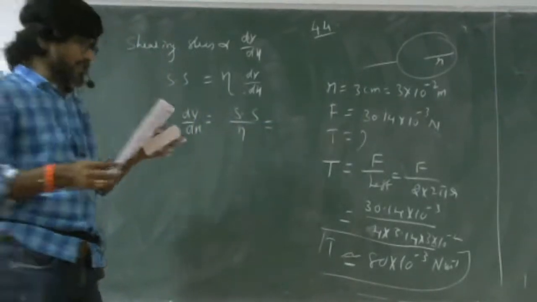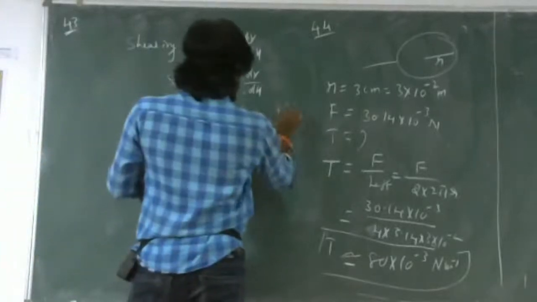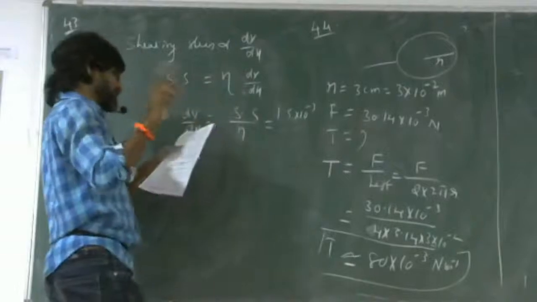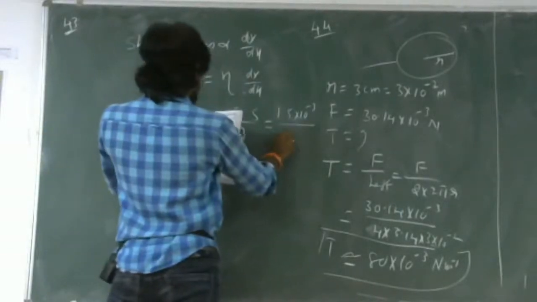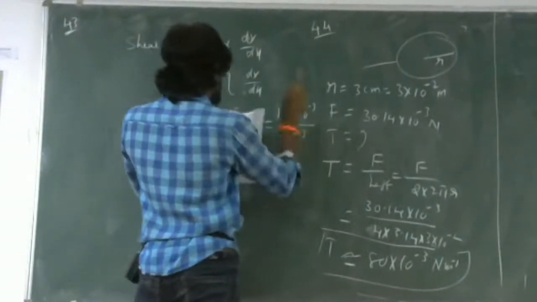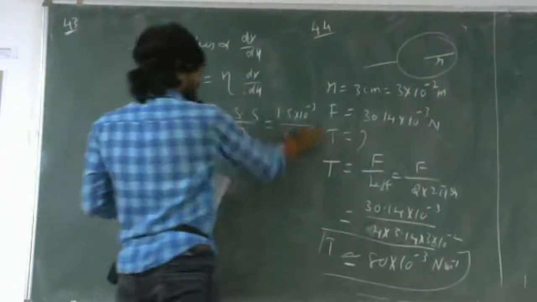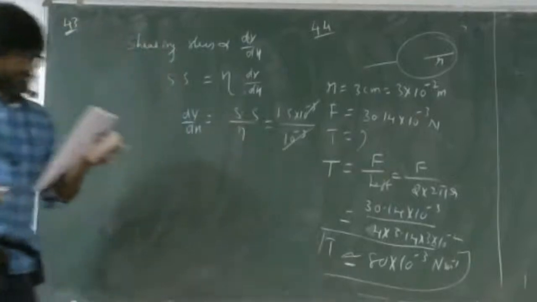Shear stress is 1.5 into 10 power minus 3 Newton per meter square. It is in SI unit. And eta is 10 power minus 3 Pascal second. That is also in SI units only. So okay, done. What is the answer?